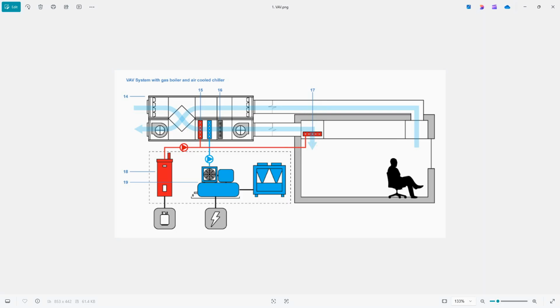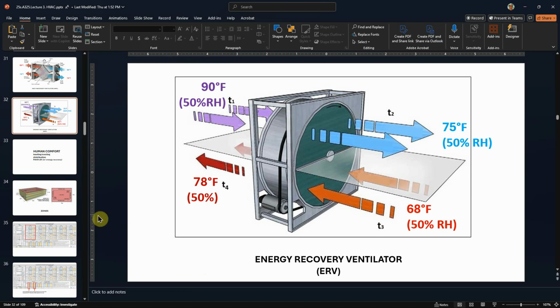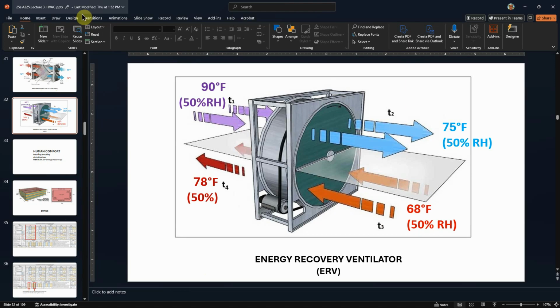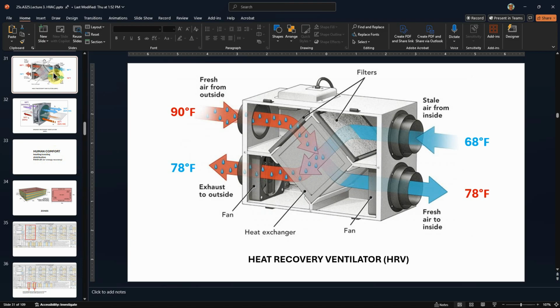I want to point out that there are slides on Canvas that go into more detail about this equipment. So if you don't remember what an ERV or an HRV is, there are slides that go over them. It's just called HVAC, lecture 3.